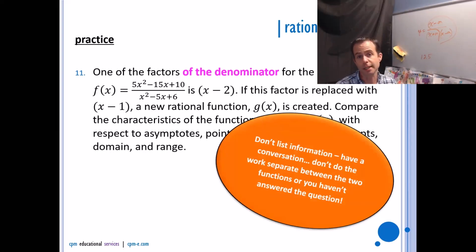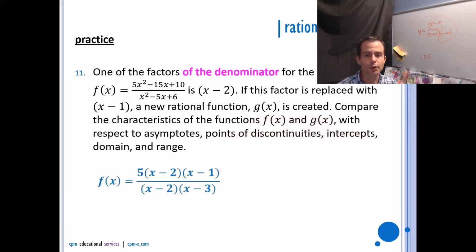I need you to say statements like, the domain of f of x and g of x are the same. They are blah, blah, blah. The range of f of x and g of x are not the same. This is because blah, blah, blah. Okay, that's what a compare question is all about.